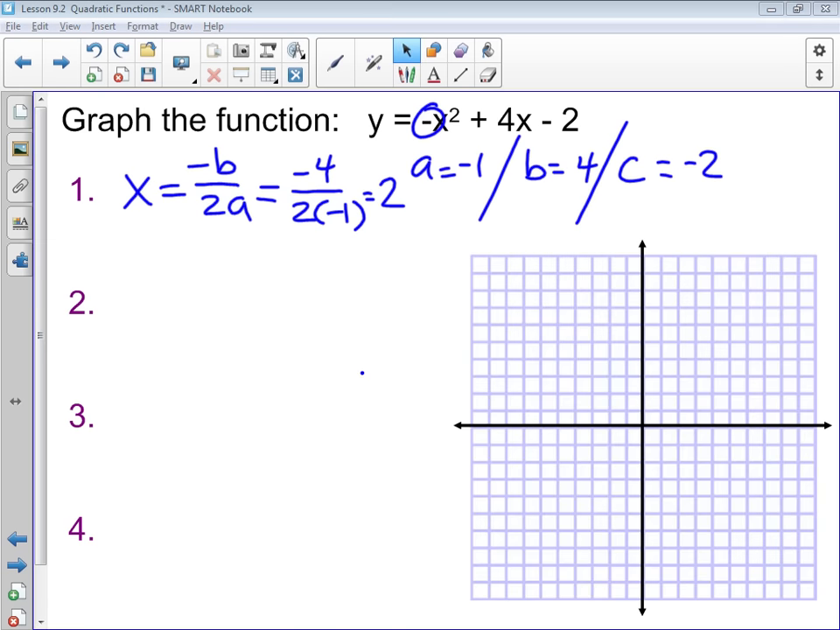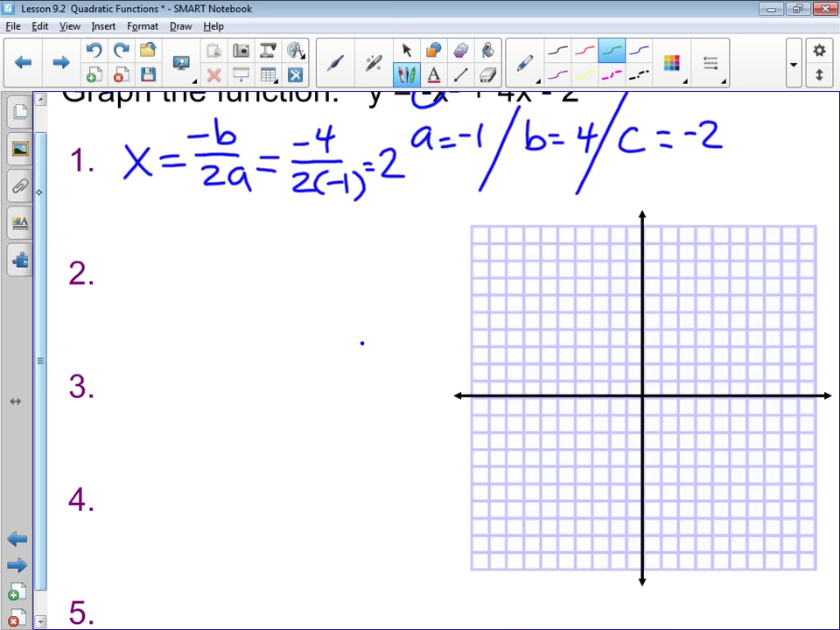Now my suggestion to you is that as you find each piece, as you do each of these steps, you go immediately to the graph and add that to your graph so that you don't get lost. So the first step is to find the axis of symmetry. I found it. It is at x equals 2. So I'm going to draw the line x equals 2.